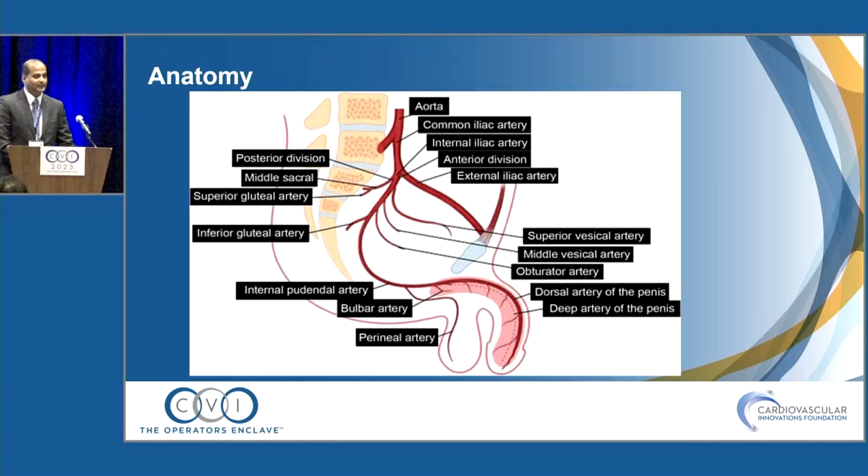Just quickly, the anatomy. In this patient we were mostly concerned with the internal iliac, the anterior division portion of the artery, and then we were looking at the internal pudendal and the supply to the penis.